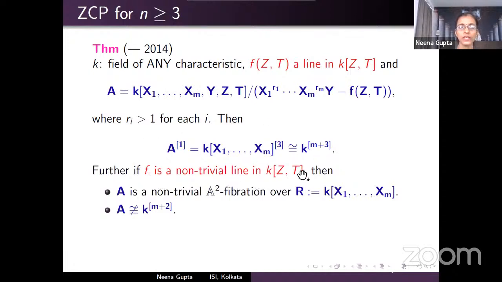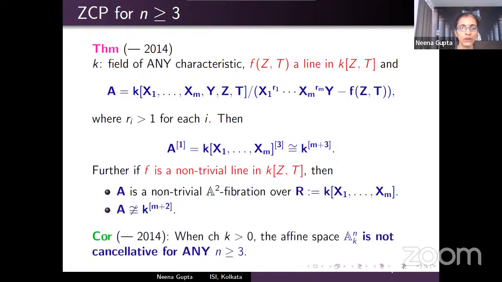However, if f is a non-trivial line, then this ring A is a non-trivial A2 fibration, as well as this ring A is not a polynomial ring over K. So the point is that here K is a field of any characteristic, and if you start with a line, it is stably polynomial. If it is a non-trivial line, it is not a polynomial ring. And hence, you have a counterexample to the Zariski's cancellation problem for any dimension n greater than or equal to 3 over a field of positive characteristic. So here the positive characteristic comes into the picture, because such an example of non-trivial lines you can have only in the field of positive characteristic.